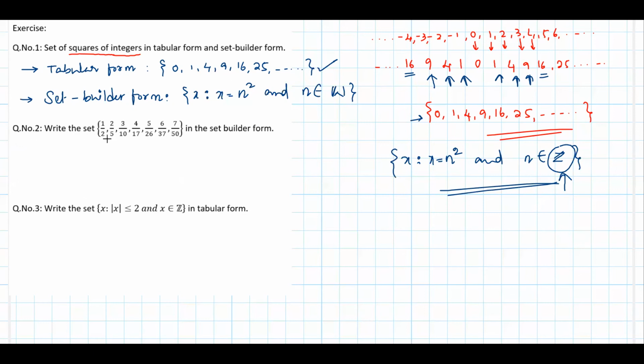Now the second question: write the set in tabular form, given in the set builder form. All right, now we have to understand the pattern here. So what is the pattern here? If you see the numerators, these are simply the natural numbers. So I'm going to take the numerator as n, and this n belongs to natural numbers. That is the observation so far.